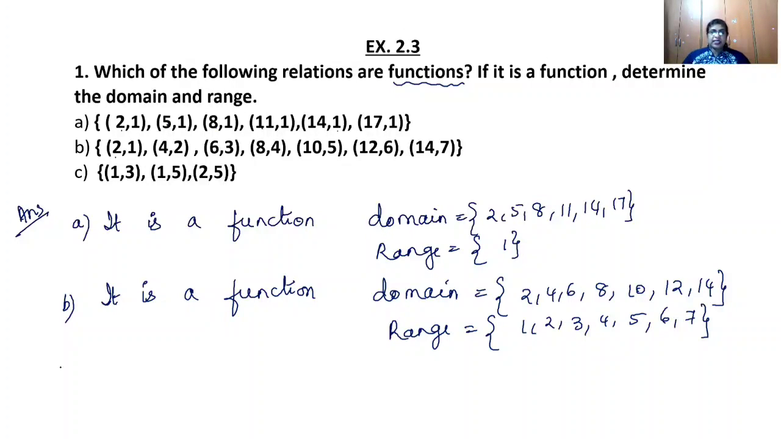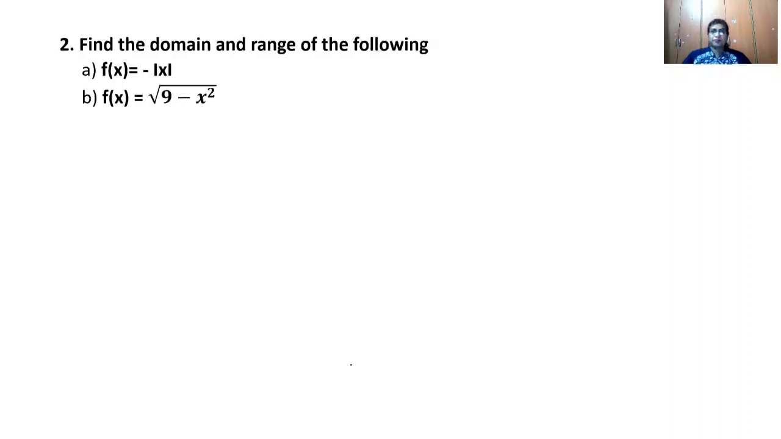Next, look at question C. Check the ordered pairs. 1, 1. 1 is repeated. If the first number is repeated, then it cannot be a function. So in question C, it is not a function. And if it is not a function, I'm not bothered about domain and range. Hope this idea is clear. So next we move on to the second question.